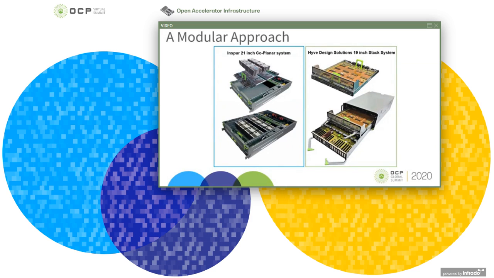Inspur and Hive have each developed a full system with slightly different architectures to accommodate different use cases. They demonstrate that OAI can indeed be modular. Each of them uses 8 OAMs, a universal baseboard, and the same common tray. Note that, as such, common trays can be interchangeable between each of these OAM reference systems.